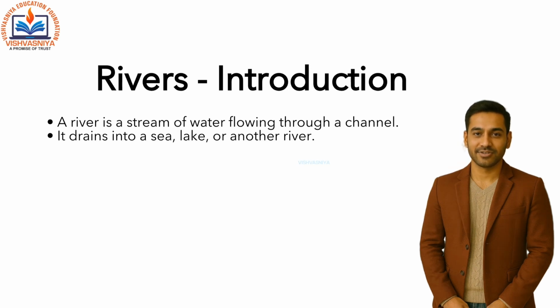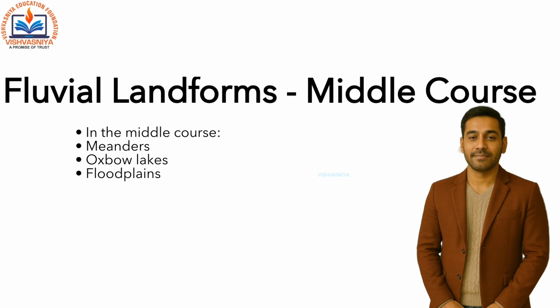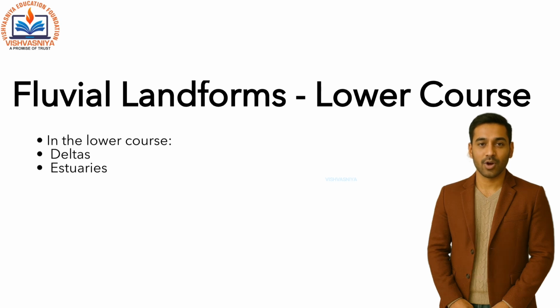Now let us look at rivers and fluvial landforms. A river is a natural stream of water flowing through a channel towards a sea, lake, or another river. In the upper course, rivers form V-shaped valleys, waterfalls, and gorges. In the middle course, they develop meanders, oxbow lakes, and floodplains. In the lower course, they form deltas and estuaries before entering the sea.